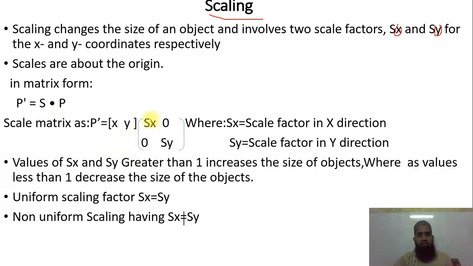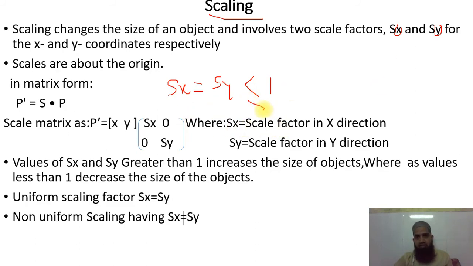We will write it in matrix form, as you can see over here: S dot P, where P is the original coordinate matrix, sx is the scale factor in the x direction, and sy is the scale factor in the y direction. A value of sx and sy greater than 1 increases the size of the object. It means that if sx and sy both are greater than 1, the object size will increase.